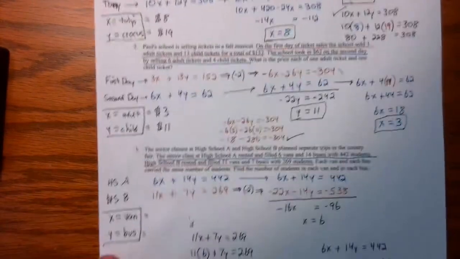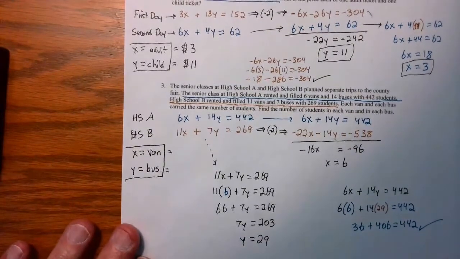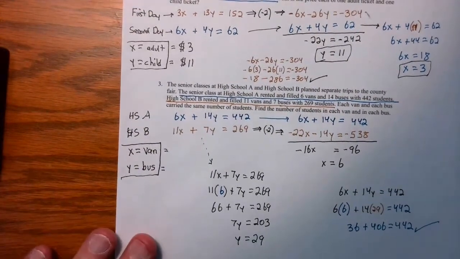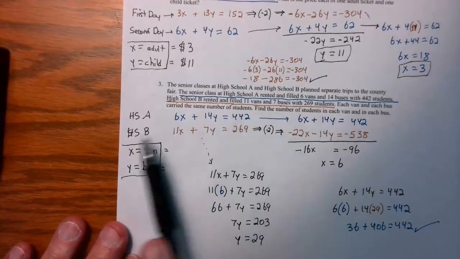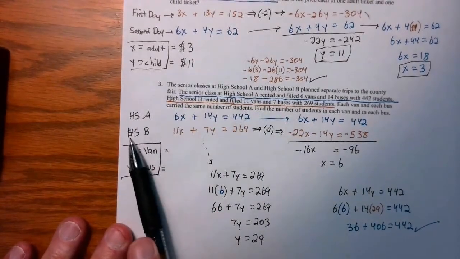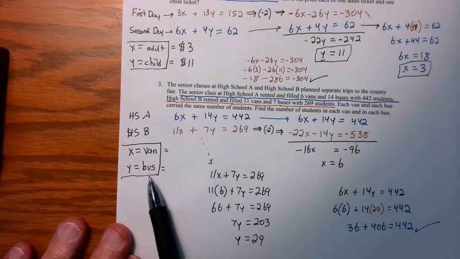Number 3, last one. Guys, this is the one about vans and buses. All right. 2 classes, high school A, high school B. So that becomes our 2 equations, high school A and high school B. I said the X was the vans and the Y was the buses.